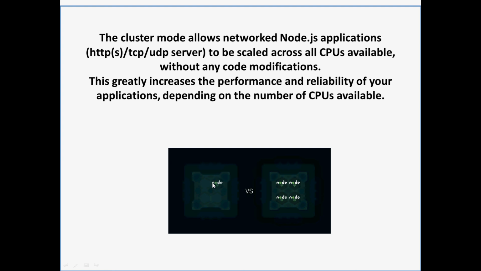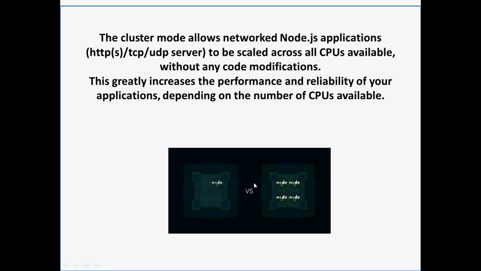The moment we implement clustering, it changes to this. We have 4 CPUs and this single node is using all 4 CPUs. So the load is divided, and it works as a load balancer. This greatly increases the performance and reliability of your application depending on the number of CPUs. If you have 16 CPUs, the load will be divided across 16 CPUs. The node will be using all those CPUs for load handling and execution. This is what the diagram says.